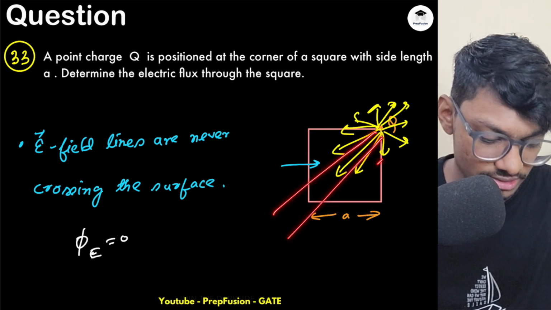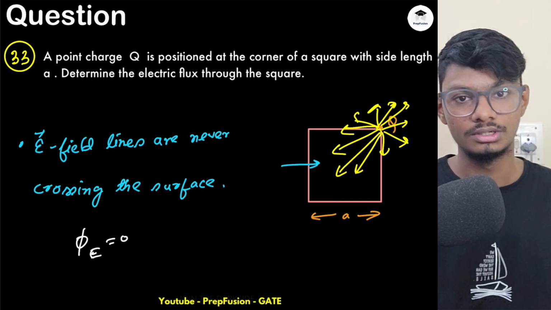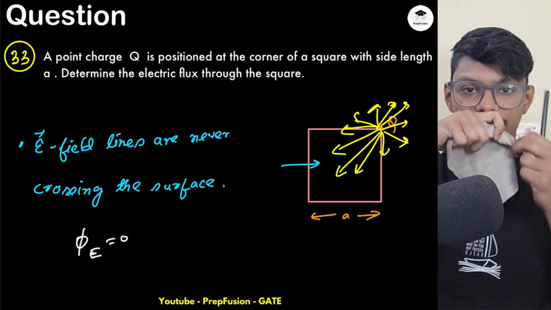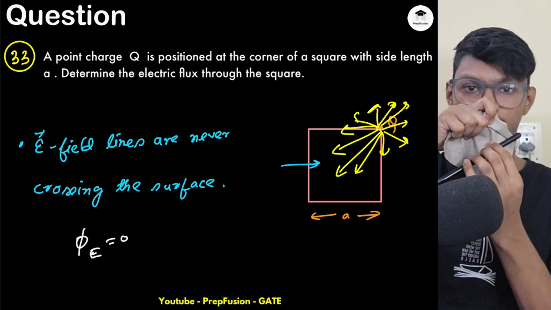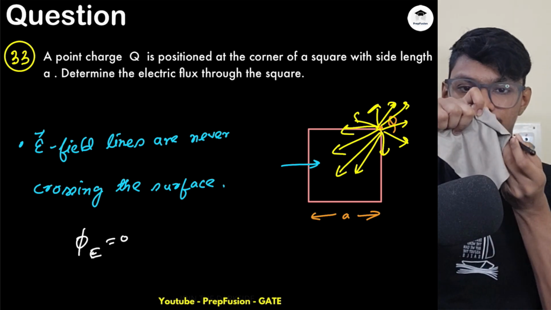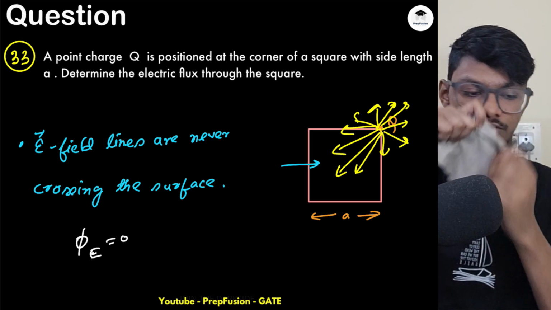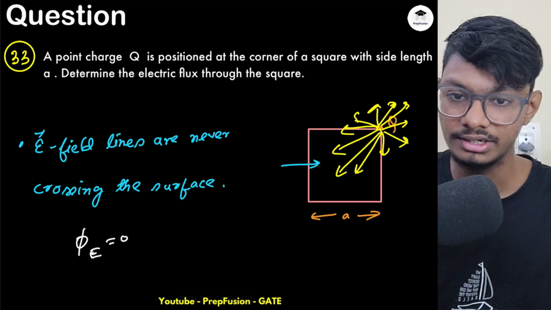It is over this, parallel to this sheet, just like here. This is a sheet, okay, and electric field lines are something like this. Is it crossing? No, right? It is never crossing. Electric field lines are going here, but it is never crossing. So the electric flux here will be 0.